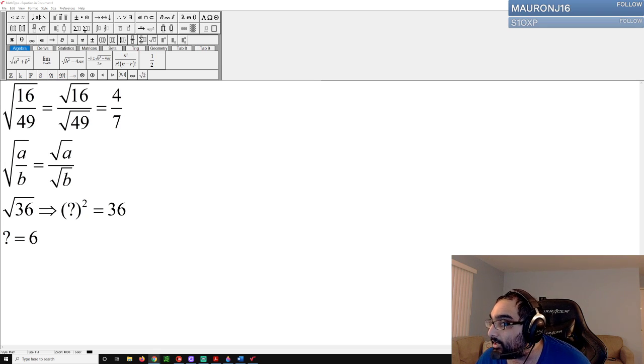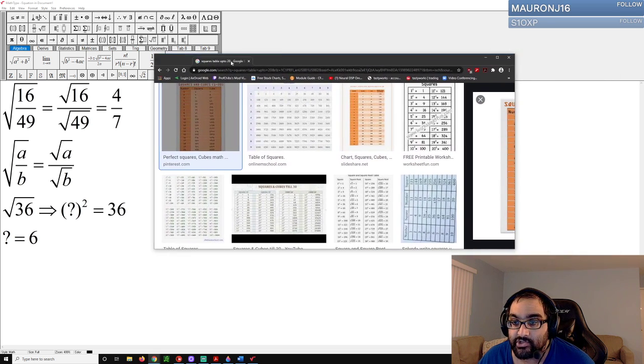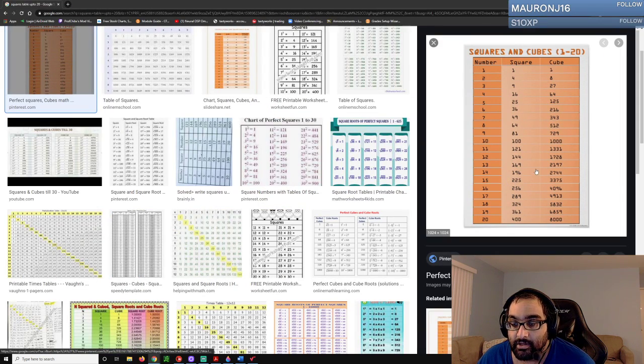Okay, so what I'm going to bring up here is a squares table. Here's a squares table up to 20. If you take a look here, 6 to the second power, 6 squared, would be equal to 36. So here's how you'd figure out a square root.